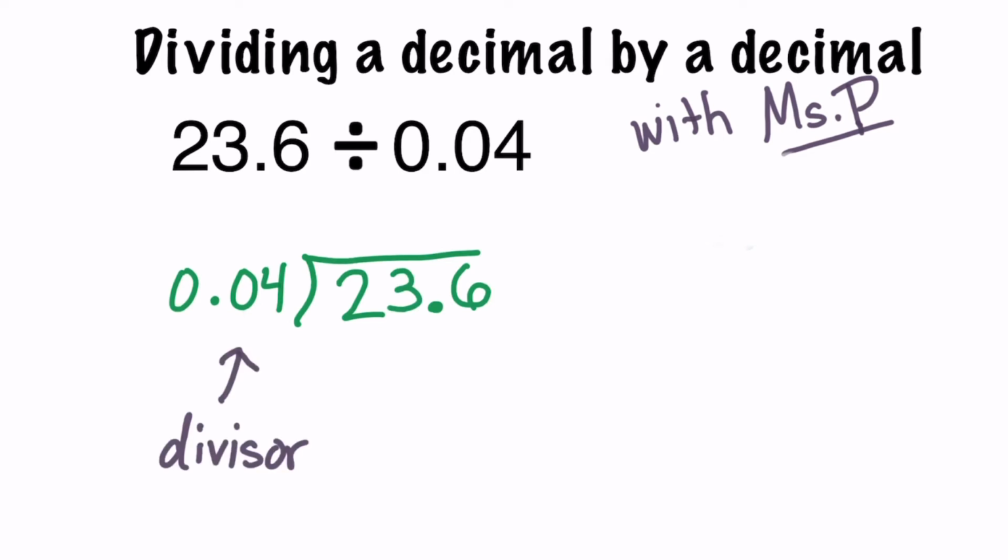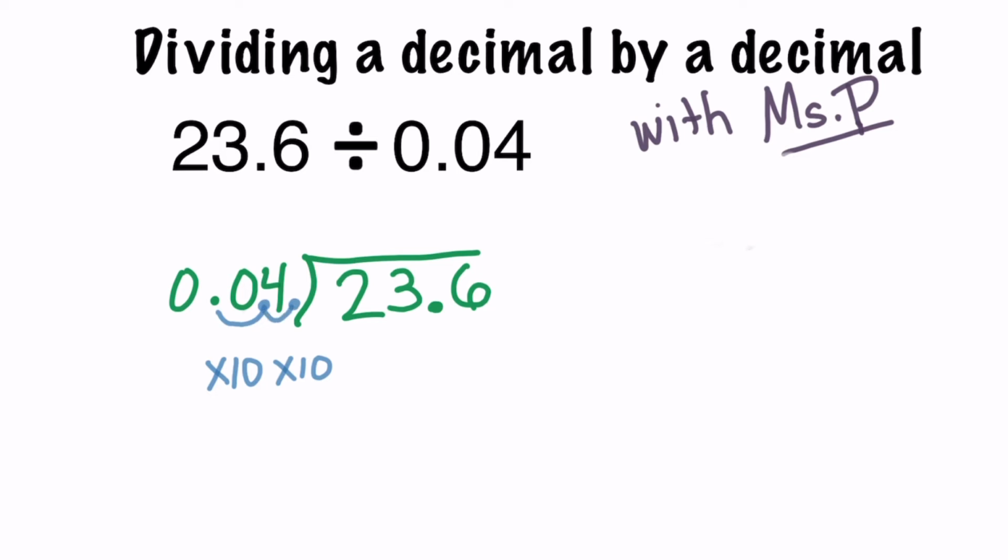Because the divisor is a decimal, we know we're going to have to multiply that decimal divisor by powers of 10 until it becomes a whole number. So in this case, we're going to take 4 hundredths and multiply it by 1 power of 10, moving that decimal point one place over. It's still a decimal, so we're going to have to multiply it by a second power of 10, moving the decimal point over one more place.